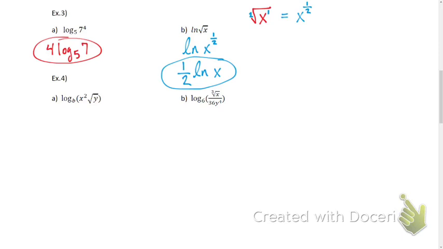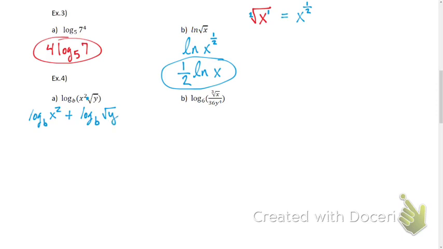All right, number 4, it gets a lot more involved. We're going to use multiple properties on one problem. On 4a, I see some multiplying going on between x squared and square root of y. So I'm going to separate into 2 logs. I have log b x squared plus log b square root of y.